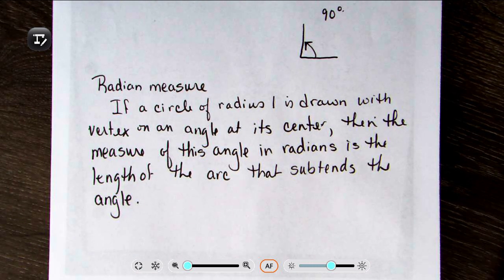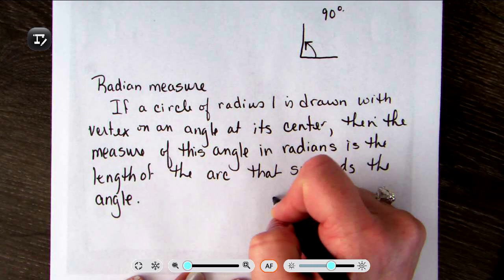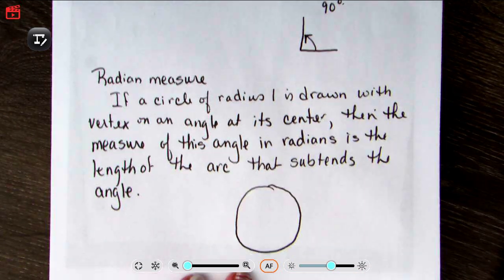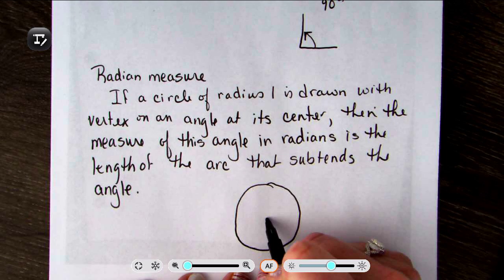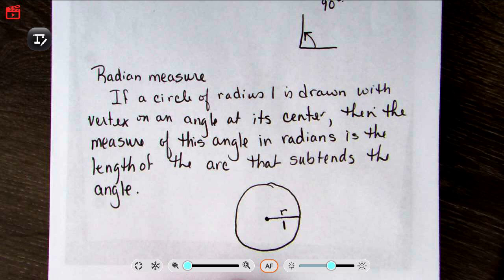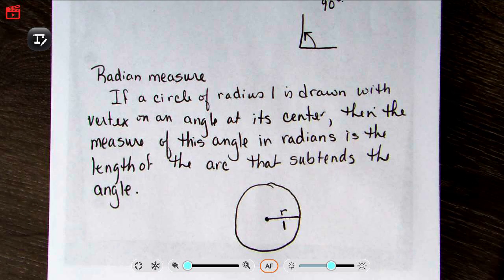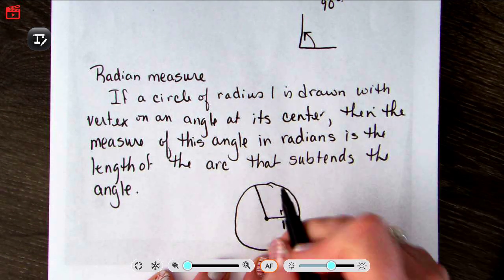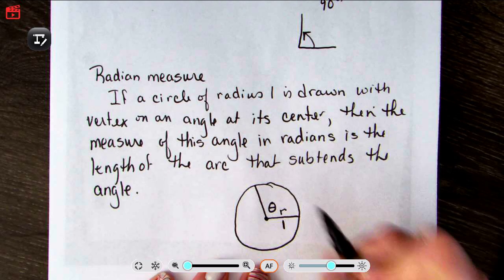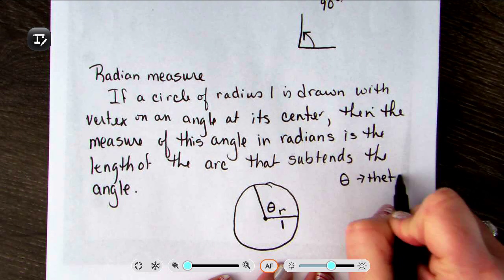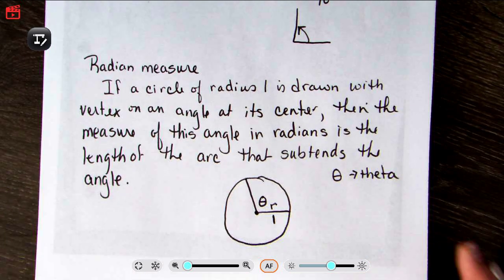so I'm going to draw a picture to help us understand what that is. So if I have a circle, okay, so imagine that's a circle, and it's of radius 1. So I'll put a radius of 1 here. So 1 inch, 1 centimeter, whatever, 1 whatevers. And you have an angle. Okay, so I'll call this angle theta. So that is theta. It is the Greek letter theta.